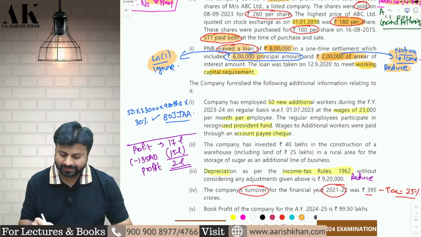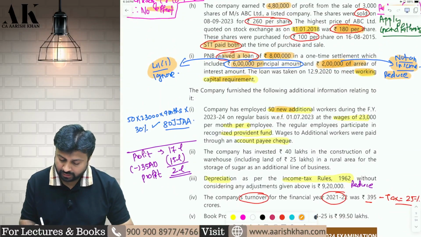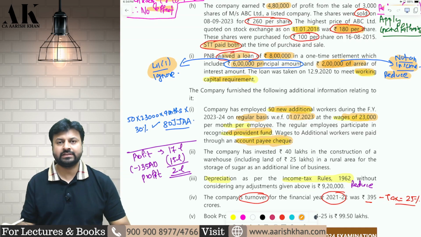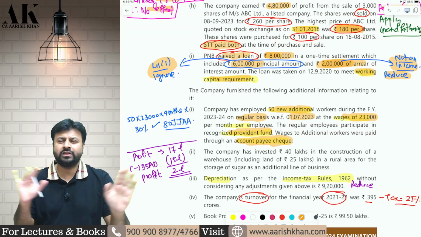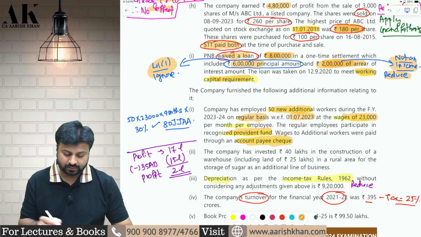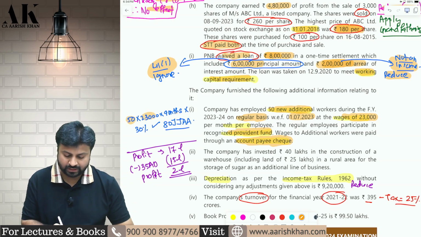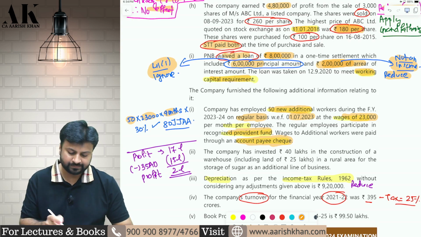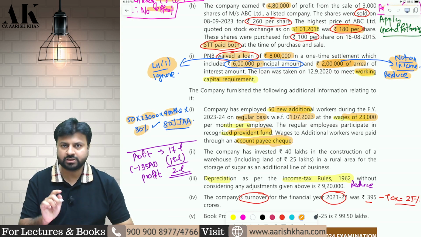Next, you are hiring some additional employees. 50 new additional employees are hired on a regular basis. Regular employees are there, and you are employing on 1/7/2023. You are paying them salary of 23,000 rupees per month, and all of them participate in recognized provident fund, and the wages are paid by account payee cheque. You are fulfilling all the conditions of 80JJAA. Therefore, 50 employees into 23,000 into 9 months, because the employees are employed for more than or equal to 240 days, into 30%, that will be your deduction under 80JJAA.